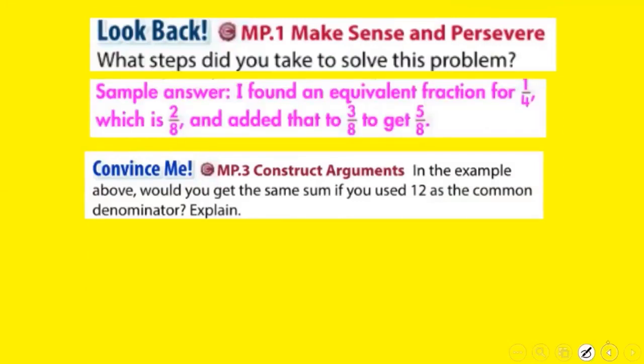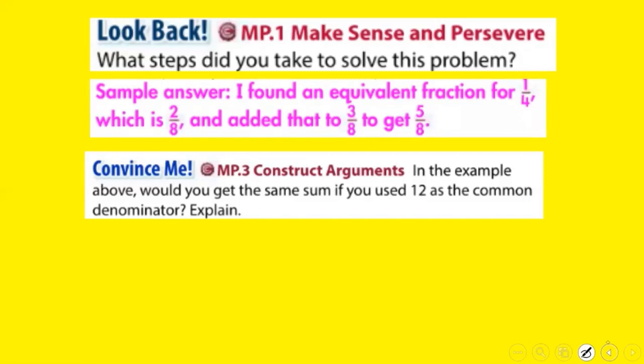I found an equivalent fraction, which with the common denominator I searched for: 1 over 4 is 2 over 8, and added that to 3 over 8 to get 5 over 8, as I explained before. In the example above, would you get the same sum if you used 12 as a common denominator?